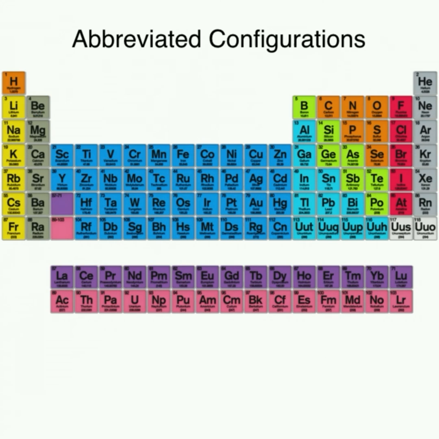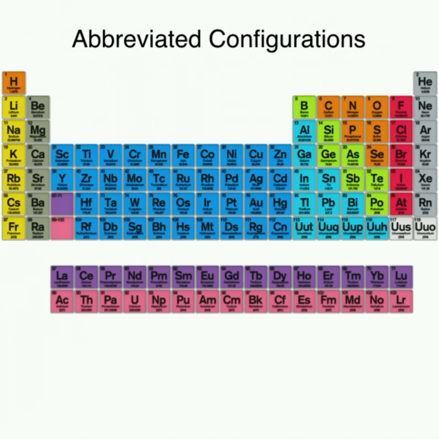Now, as you can see, configurations of elements can get to be quite long. Thus, abbreviated configurations are often used. An abbreviated configuration of an atom involves only listing the subshells that come after passing the closest noble gas.